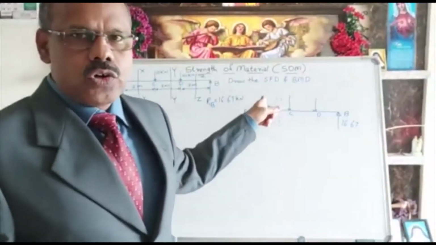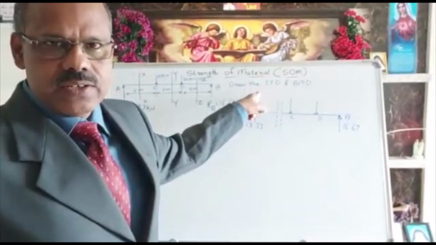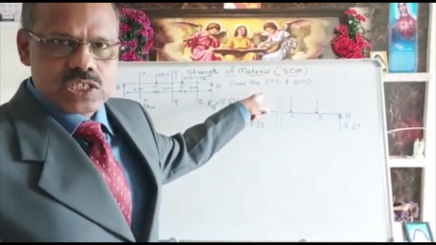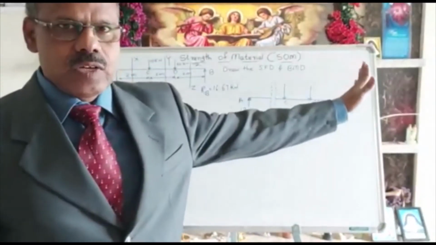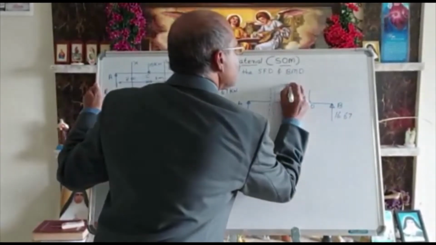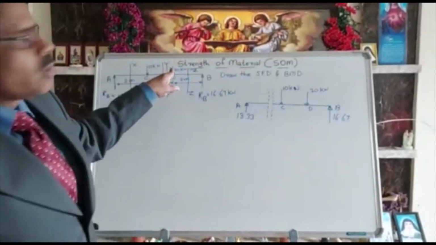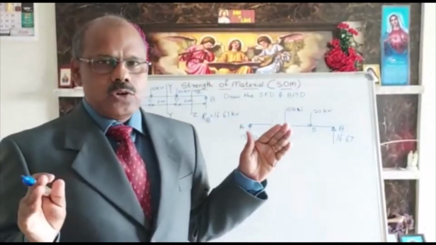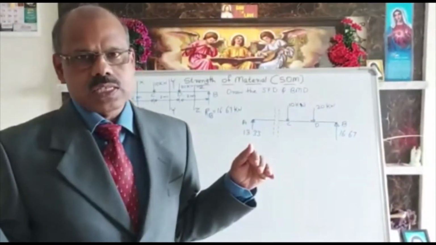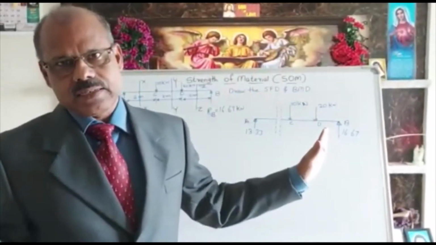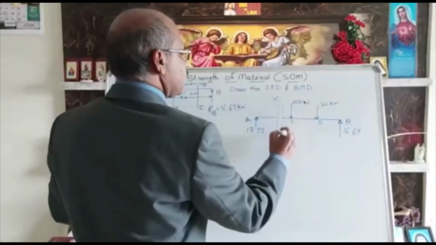See, according to that section XX, when we take the cut section of this beam, then the section at the left side will be like this, and the right side will be like this. Here it will be 10 kilonewton, and here it is 20 kilonewton. That is as per the question only. I told you shear force means the algebraic sum of all the forces acting either on the left or on the right side. So we are going to calculate the shear force at the section XX now.